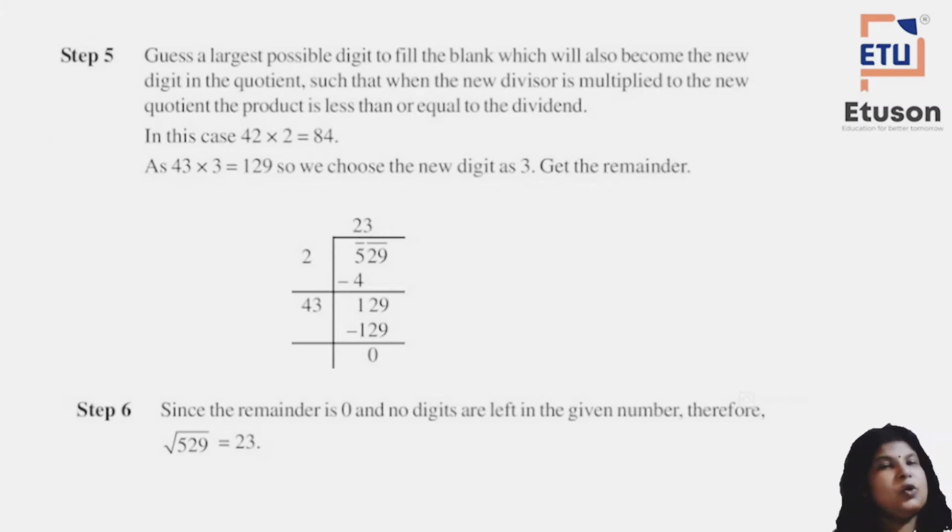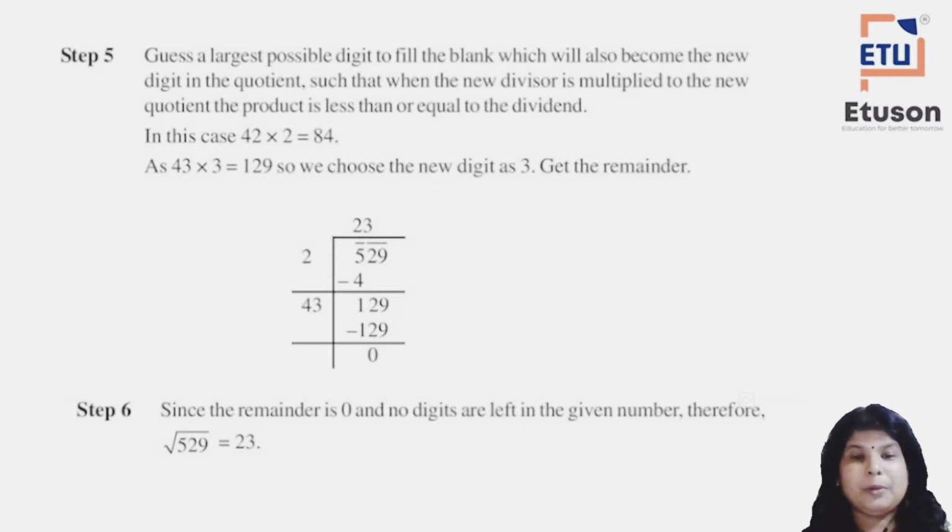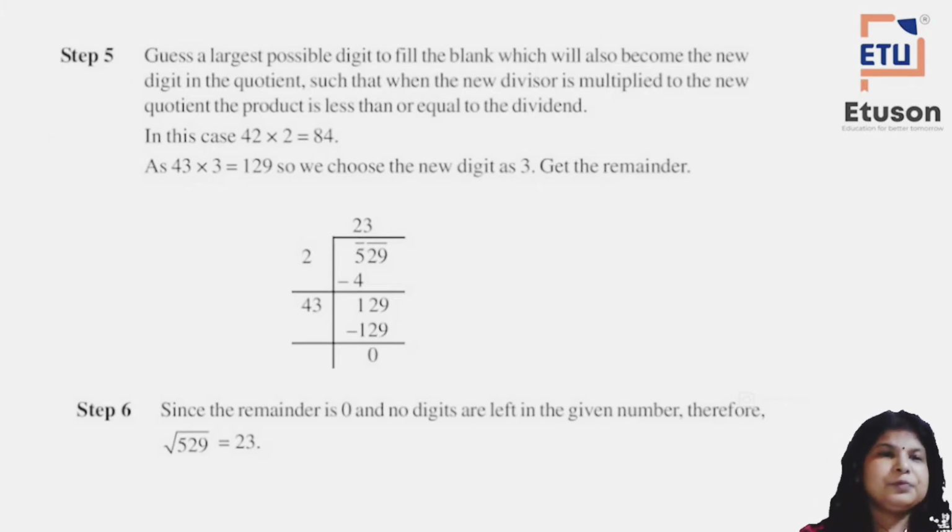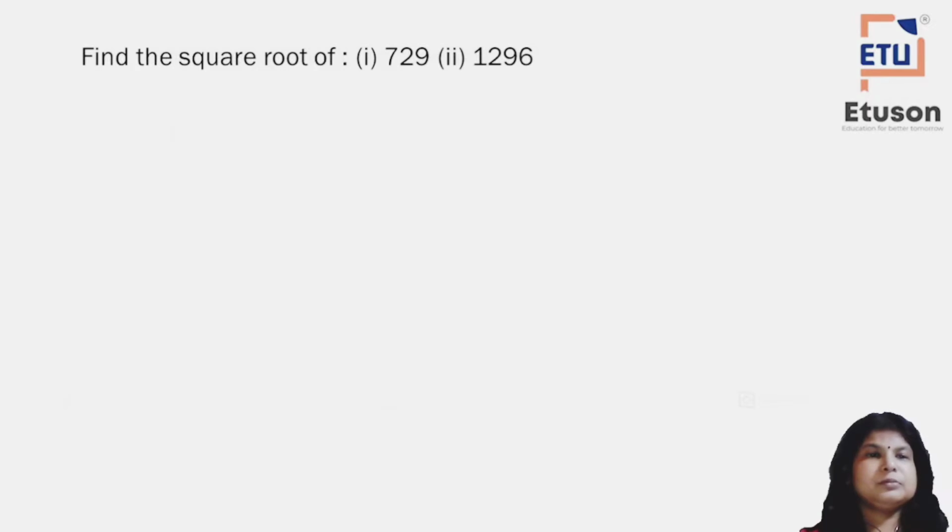Correct, children? Hope you have understood. This will be more clear if we will solve some more problems and more examples. Correct, children? So now let us take some more examples to understand. Okay. Find the square root of 729 and 1296.